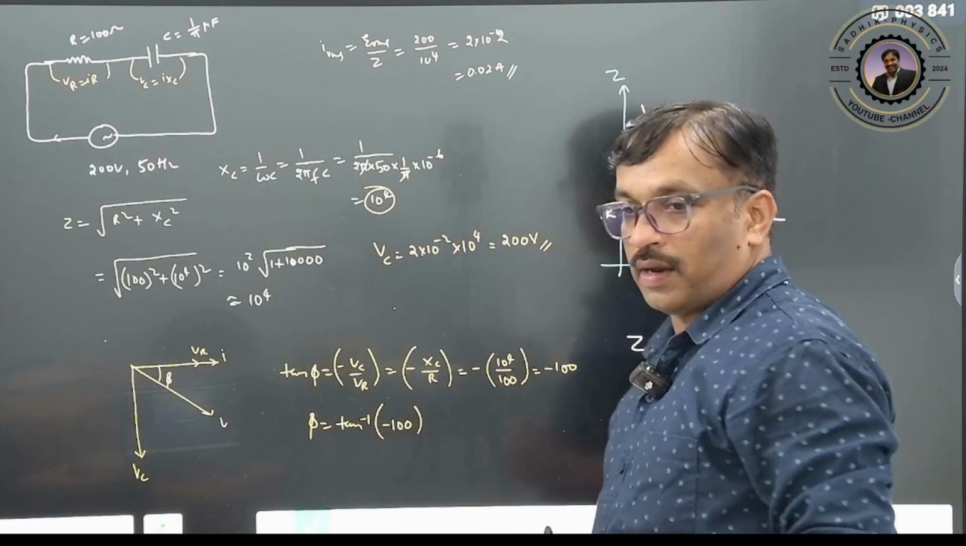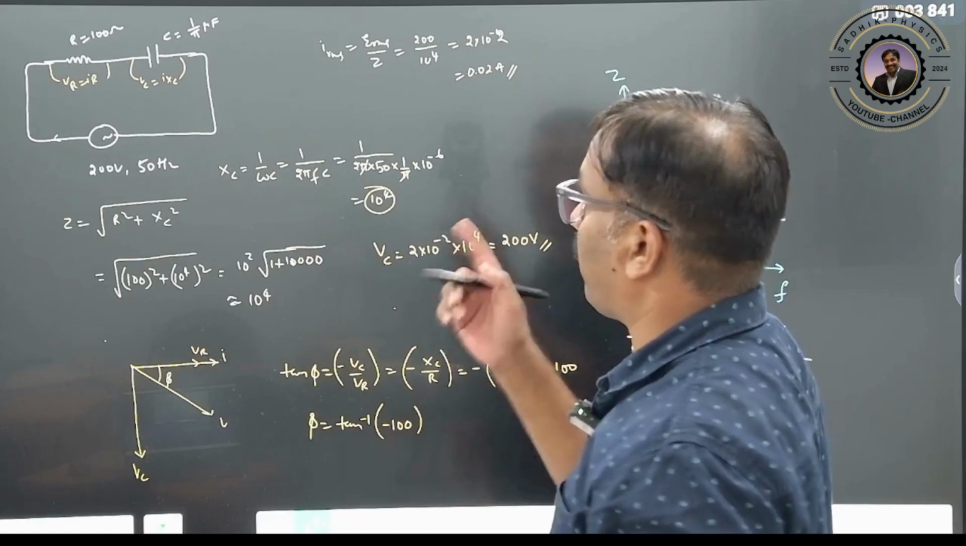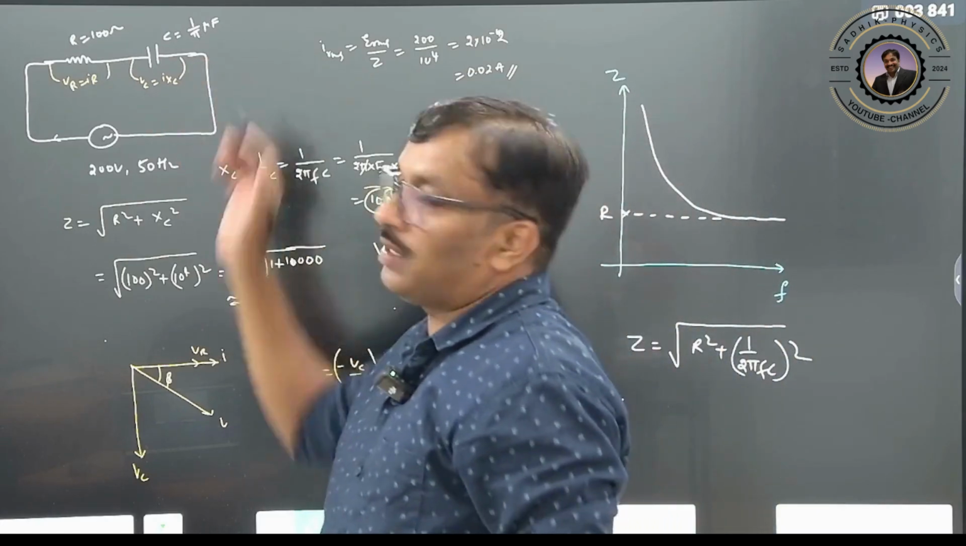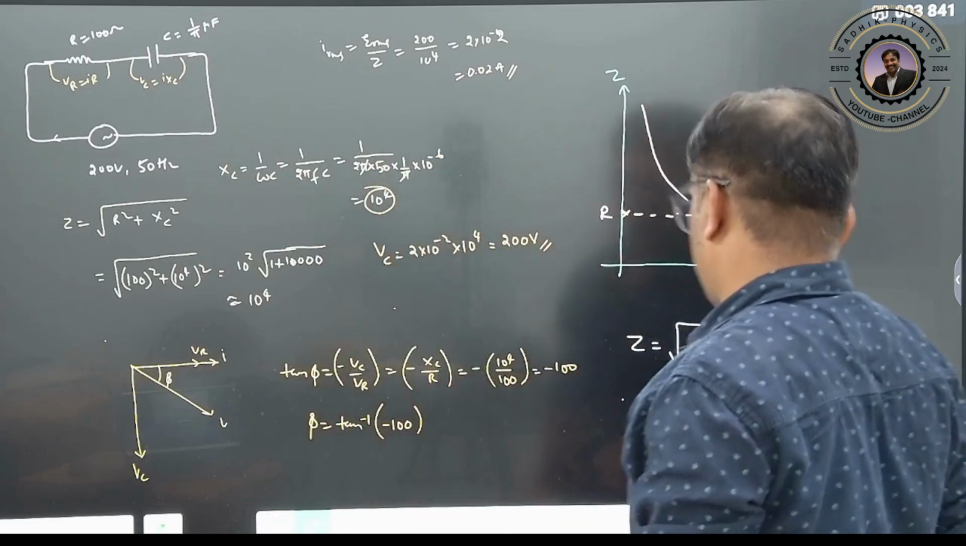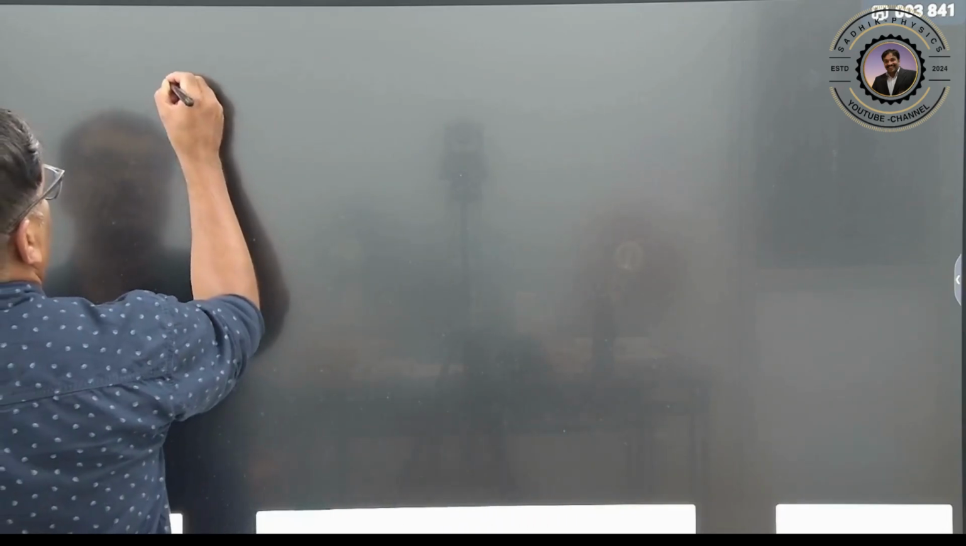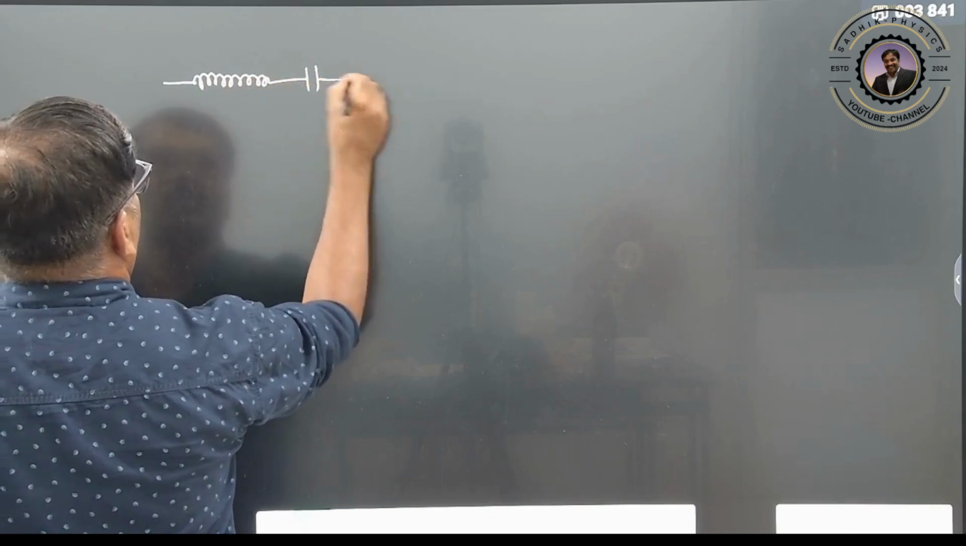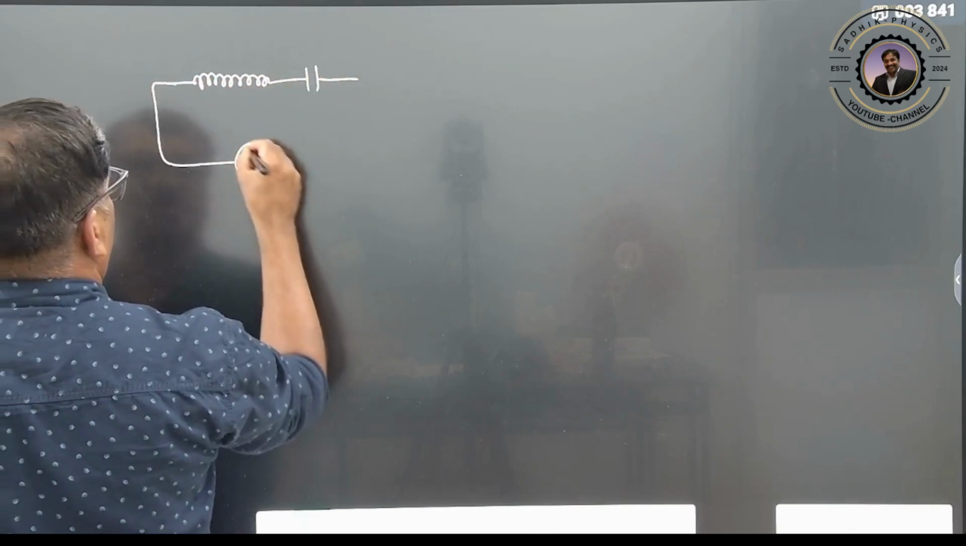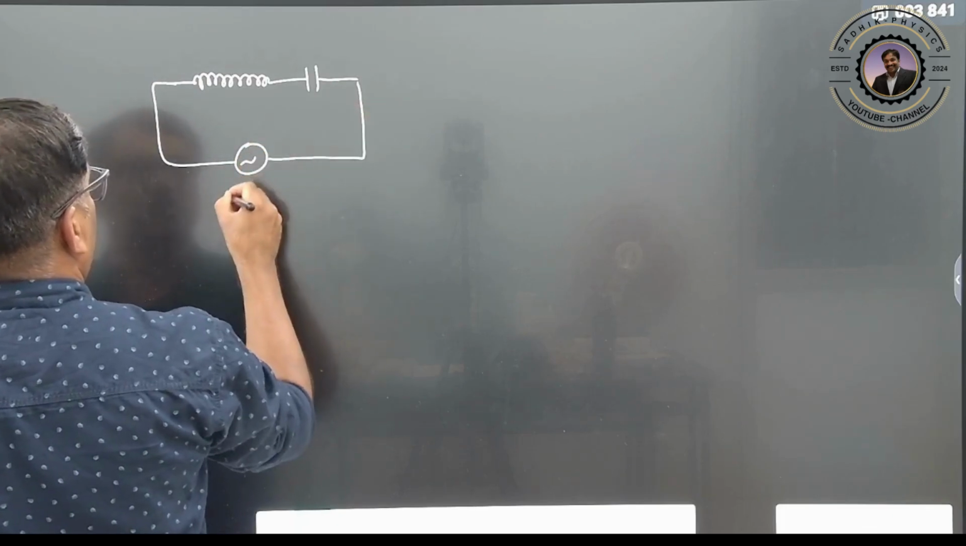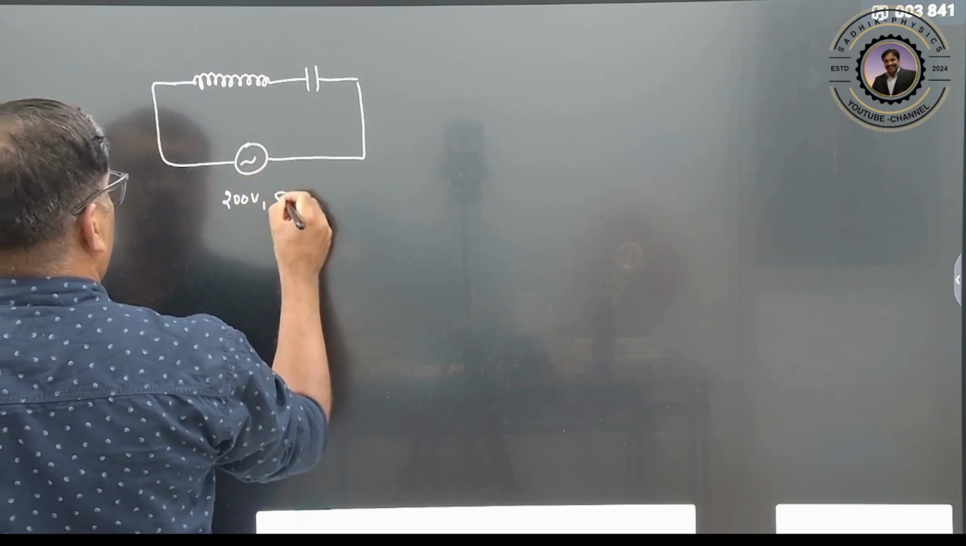Clear? We'll do one more application now, that is the LC circuit with an alternating voltage. Now let us see here, there is one inductor and one capacitor connected with a source, suppose it is 200 volts and 50 hertz.